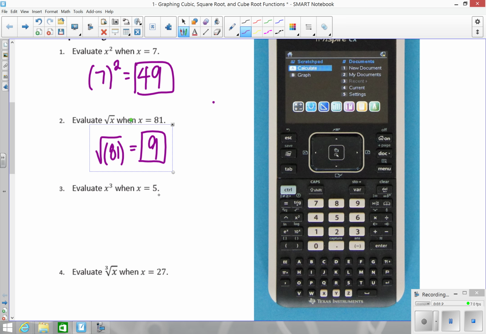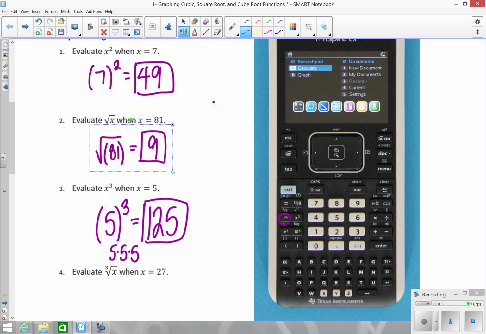Next one, 5 is going to go in for x, so it's going to become 5 to the third. And that'll give you 125. And remember, this really means 5 times 5 times 5. To do this in your calculator, you would use this caret key here. So you would just hit 5, caret, 3, and hit enter, and that should give you 125.